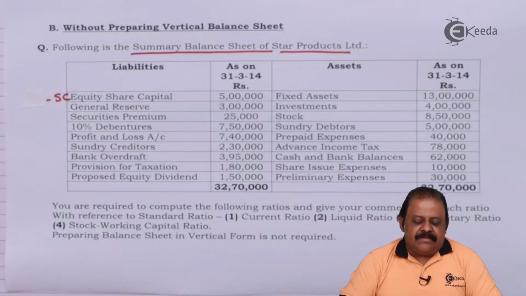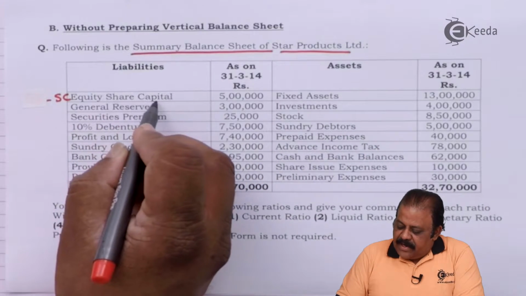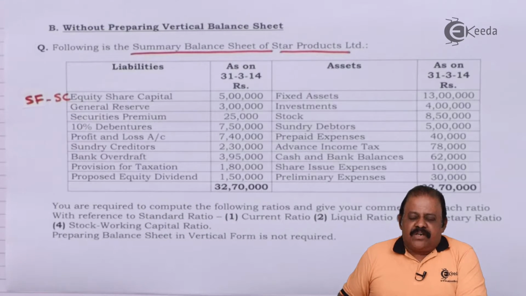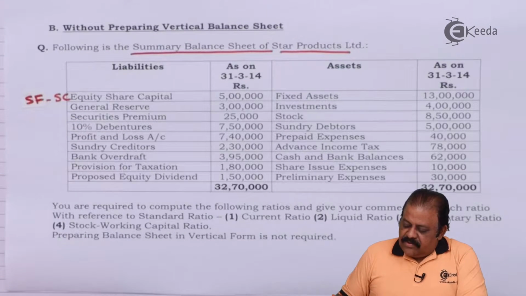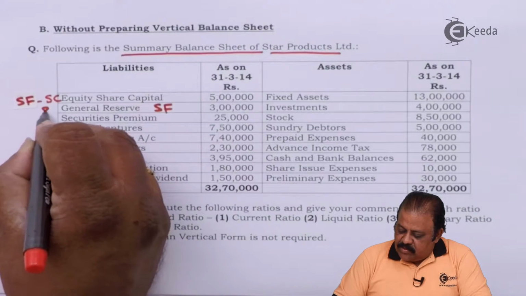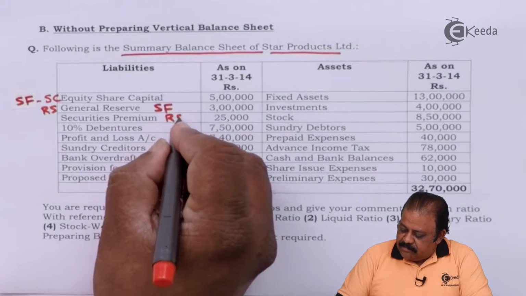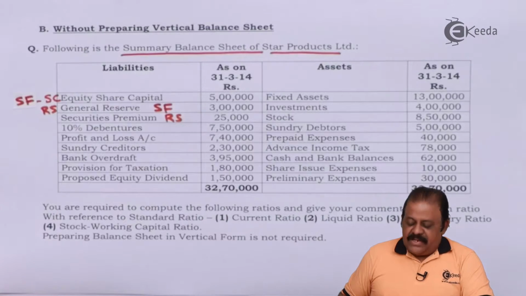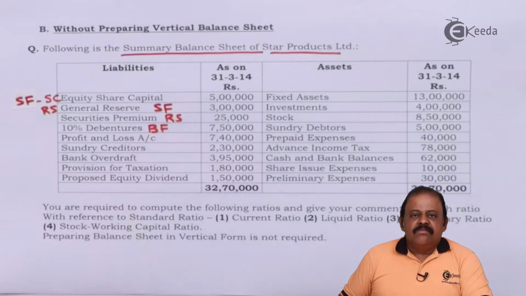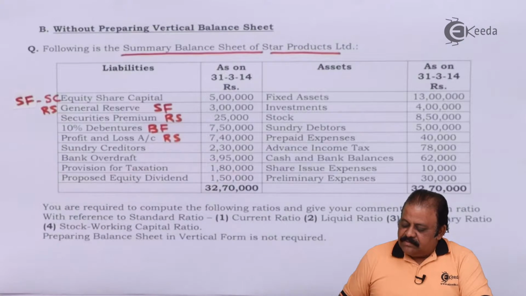Let us read the question. Following is the summary balance sheet of Star Products Limited. Equity share capital will be part of shareholders fund, share capital. General reserve, part of shareholders fund. It's a reserves and surplus. Securities premium, reserves and surplus. 10% debentures, borrowed funds, is secured loan. Profit and loss account, reserves and surplus.